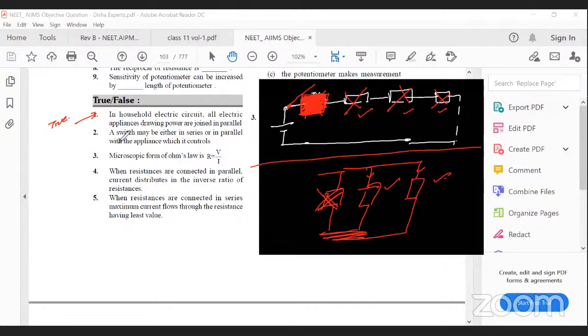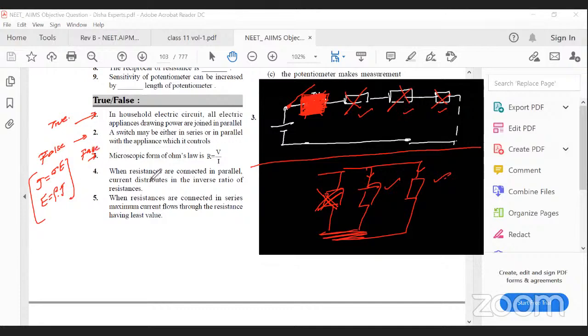Let's see the third one. What is the third one? Microscopic form of Ohm's law. E is equal to sigma into J. J is equal to your sigma into E. E is equal to rho into J. Okay, you two are mixing everything together. Is it true or false, third one? False. Okay, good one. False.